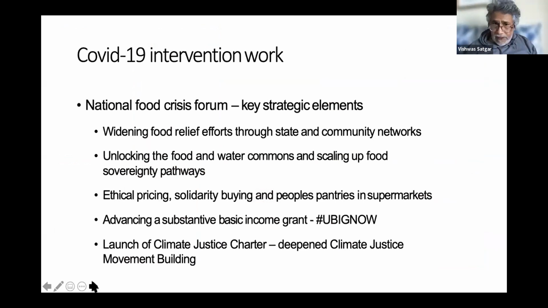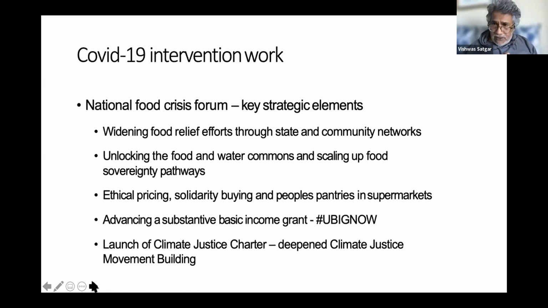Our intervention work during COVID-19, again, placed us at the front lines of what's been happening in the country. We put a lot of emphasis around supporting community-led food relief efforts and spotlighting them and giving them recognition and trying to leverage support from the state, from the Solidarity Fund and so on to help soup kitchens, community relief efforts and gardens and so on. And we were very, very clear that the state response was failing, and I'll say more about that. We also put a lot of emphasis on unlocking the food and water commons in our communities.